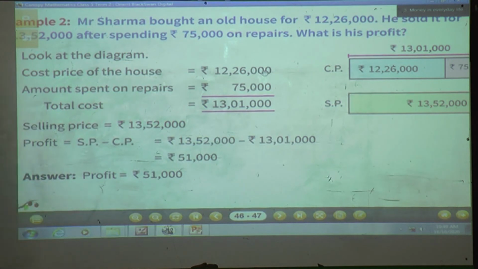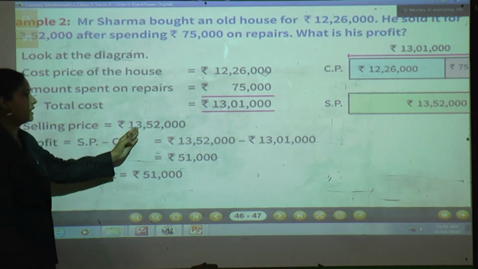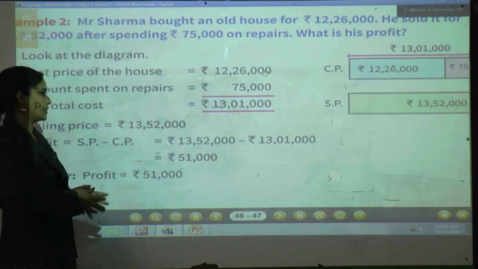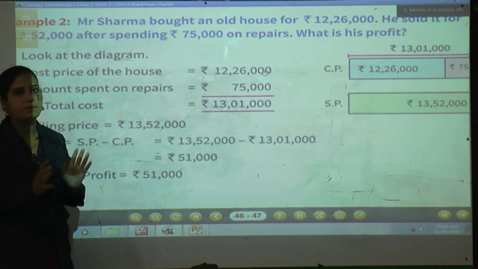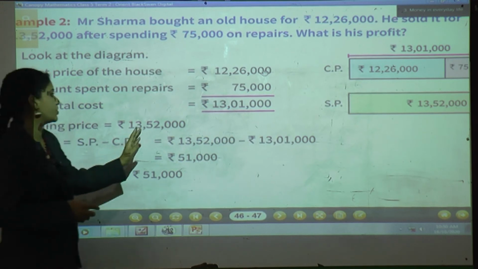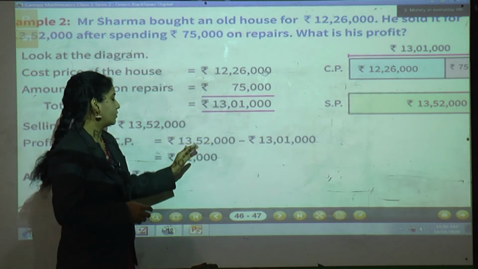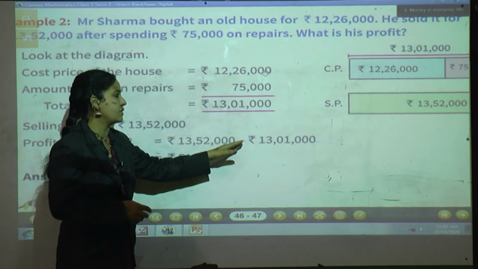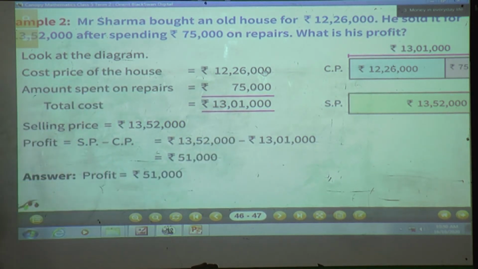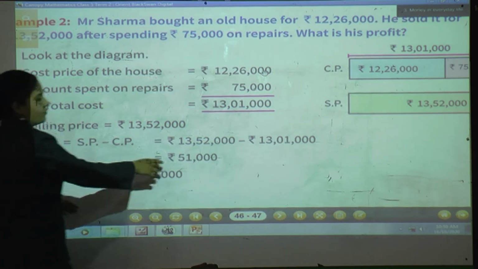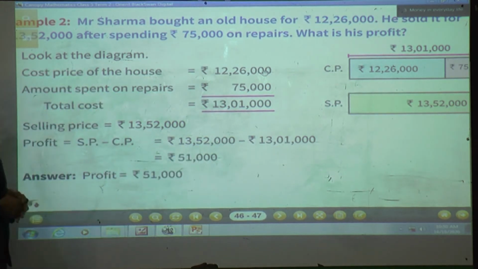Okay, now here the selling price is 13,52,000. Now profit, what is the formula of profit? SP minus CP. So just subtract 13,52,000 minus 13,01,000. After subtracting we'll get the answer 51,000 rupees. So Mr. Sharma has a profit of rupees 51,000.